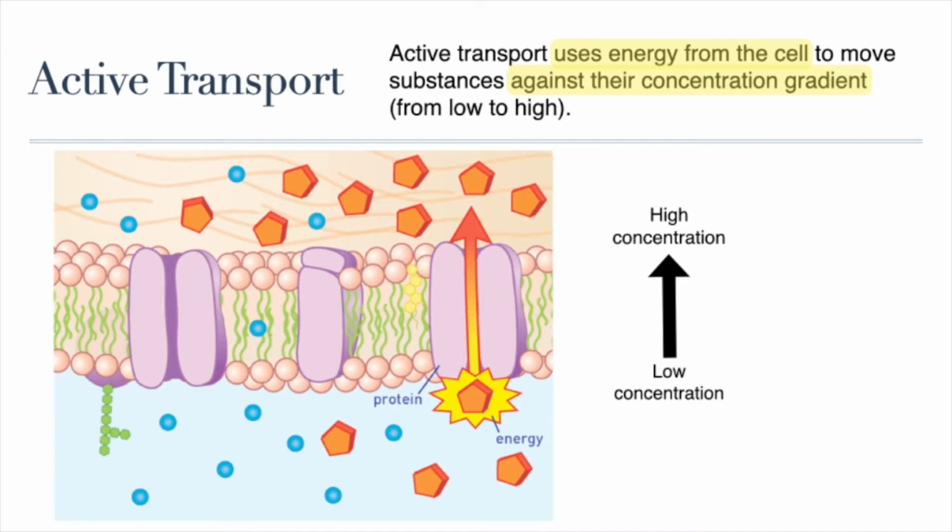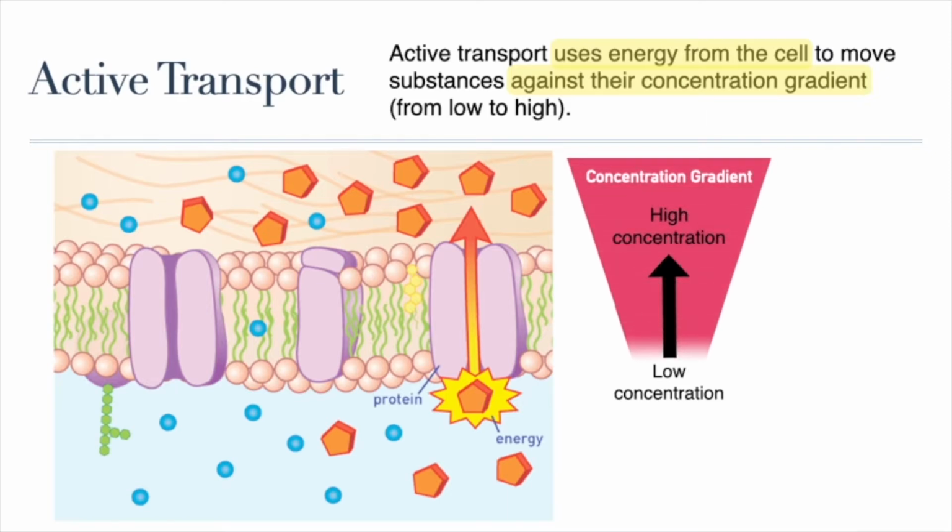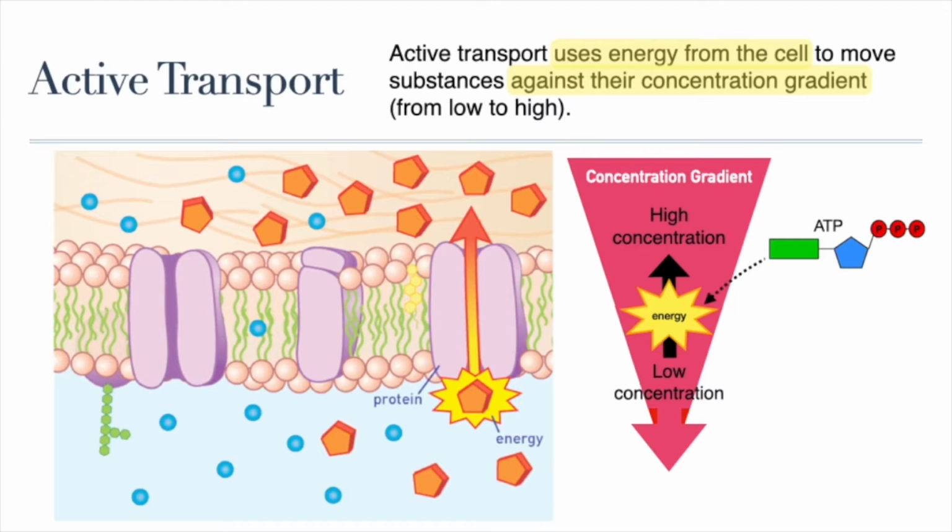A concentration gradient is a chemical driving force that moves particles from an area of higher to lower concentration. So when a cell wants to move particles in the opposite direction, against the concentration gradient, it needs to provide the energy to counteract this force, which it does in the form of a molecule called adenosine triphosphate, or ATP.